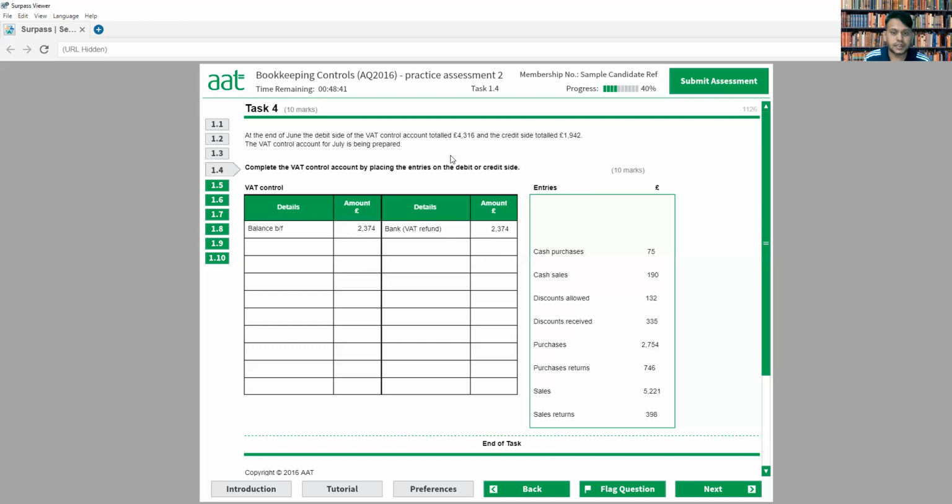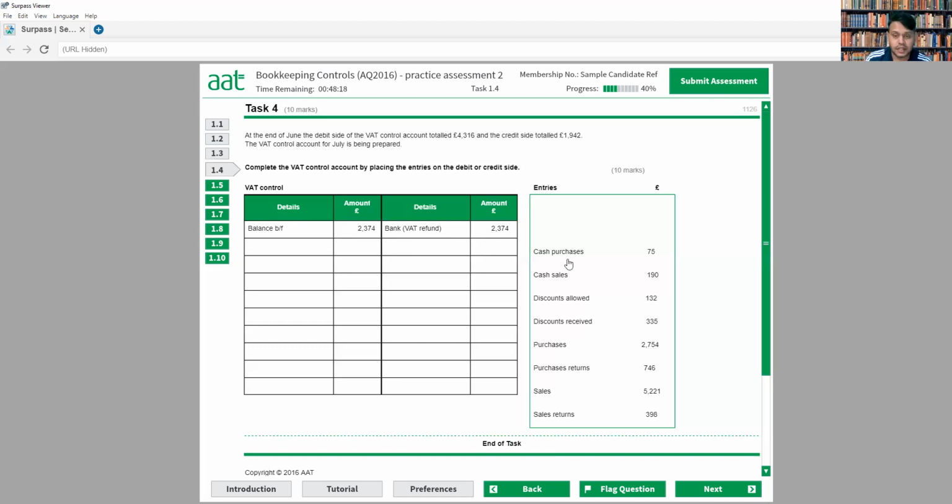The question clearly tells us the debit side is 4316, so the debit side is higher, and the credit side is 1942. That means the credit side is lower, so it will have a debit balance. Be very careful with this question when you read. And the VAT refund. If you're expecting some money from the HMRC, that is your debit. But if the HMRC already paid you, that will be your credit.